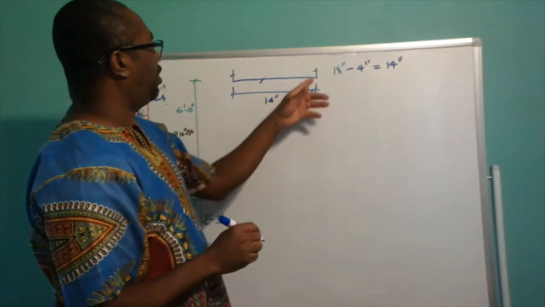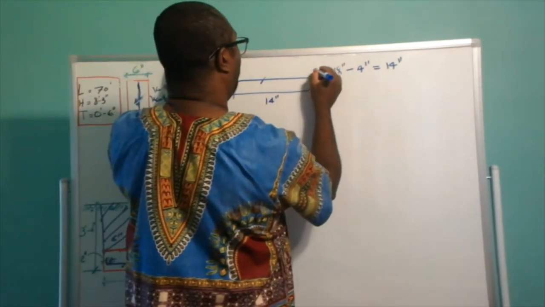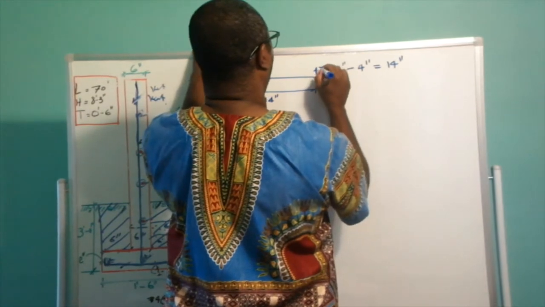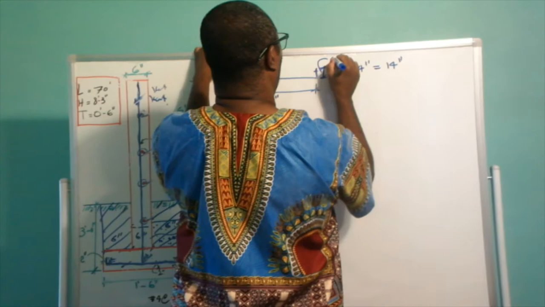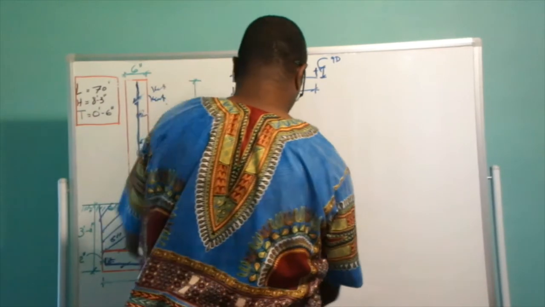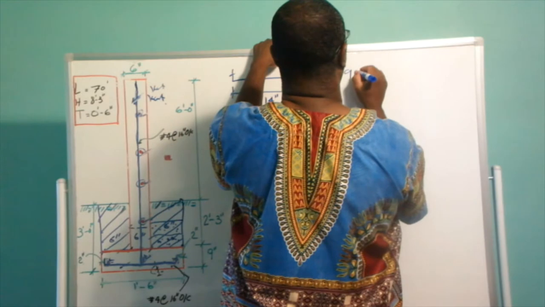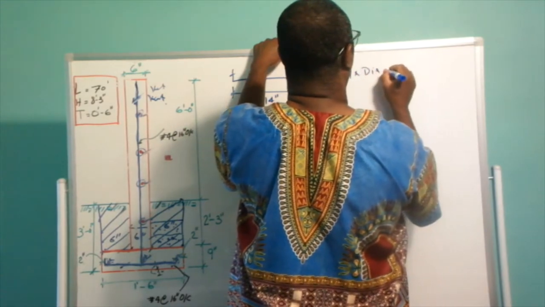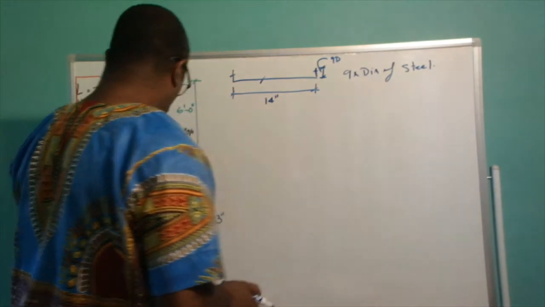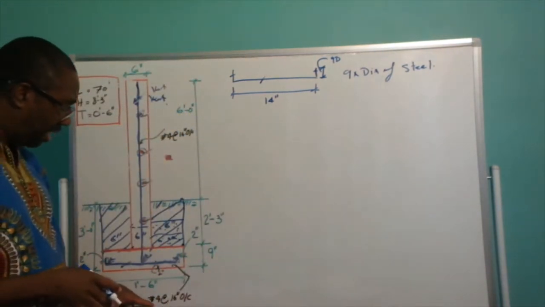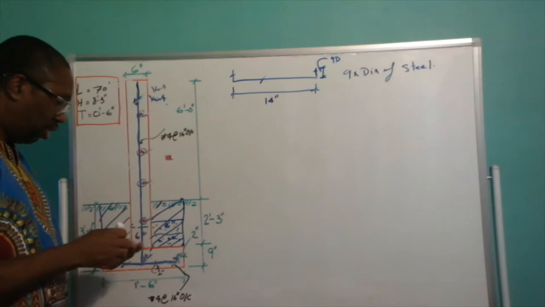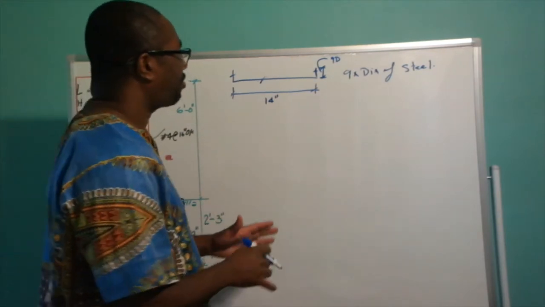Now we need to obtain the length of this portion here, the portion that turns upright. This dimension is more often than not specified by the engineer as 9D, or 9 times the diameter of steel. So you go back to the callout and you observe that this callout is a number 4. So it's number 4 at 16 inches on center.